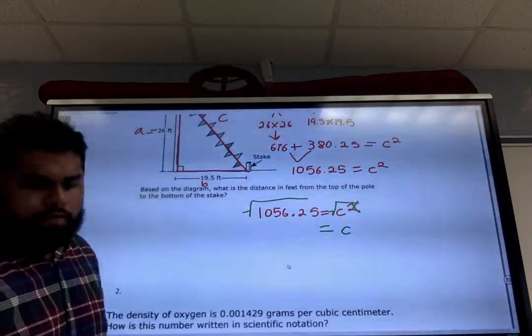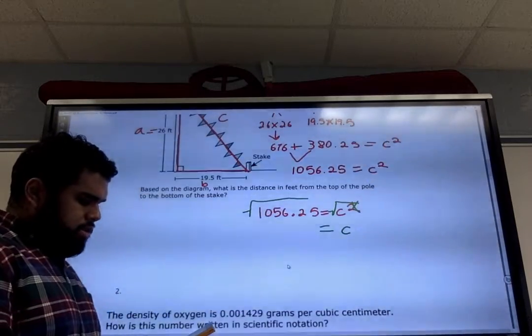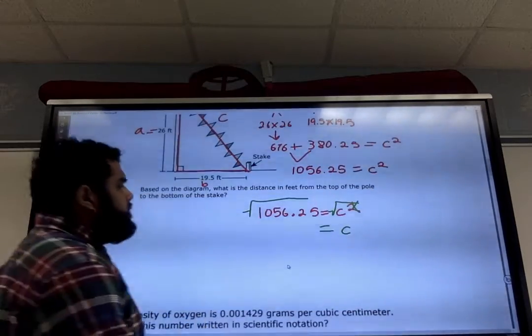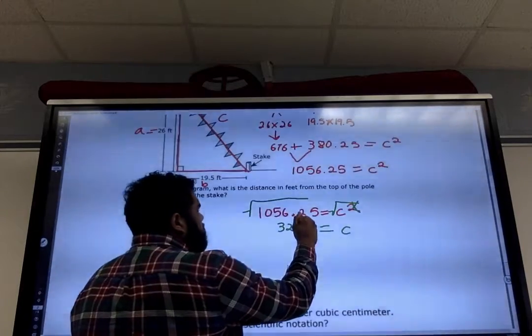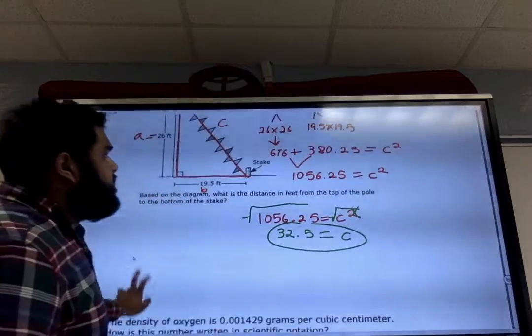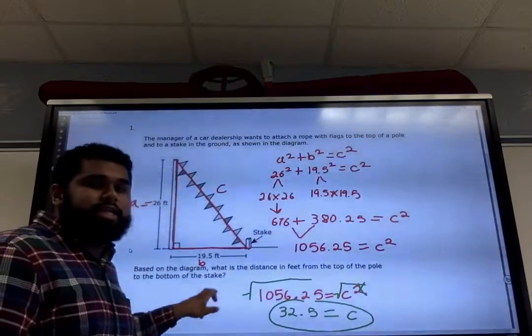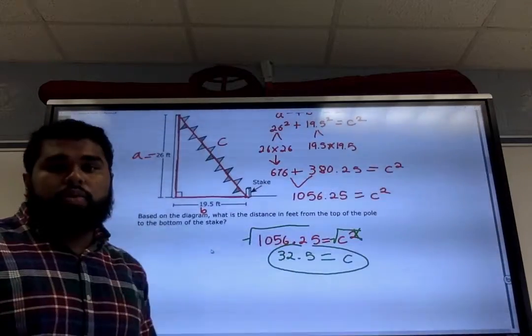So the square root of 1,056.25 is 32.5. So that's what your answer would be. So they're asking how long the rope with the flags on it is. We would answer 32.5.